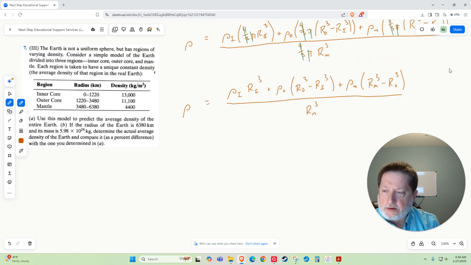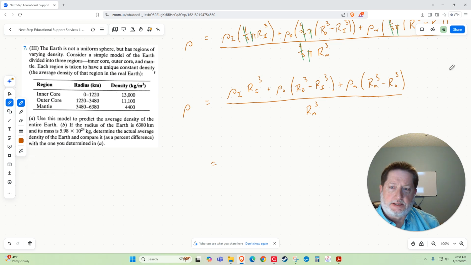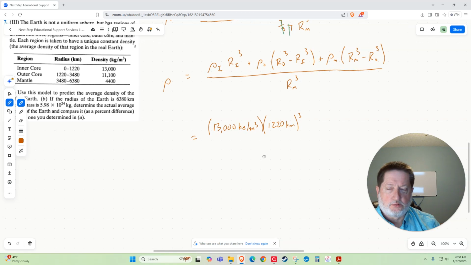Okay, having copied the table down lower so we can get the numbers directly there. The density of the inner core is 13,000 kilograms per cubic meter, multiplied by our inner radius cubed, which is the 1,220 kilometers cubed. Now notice we have a unit mismatch here. We may have to deal with that. We'll see.